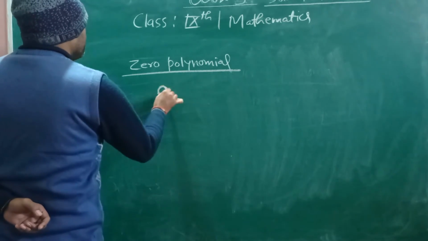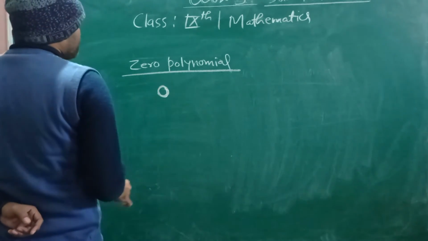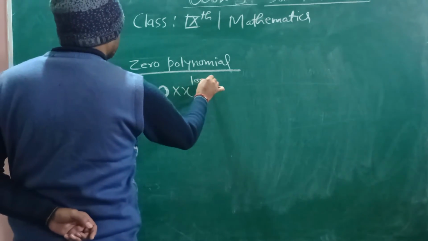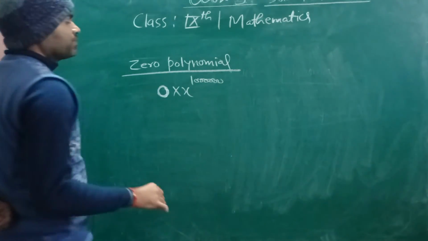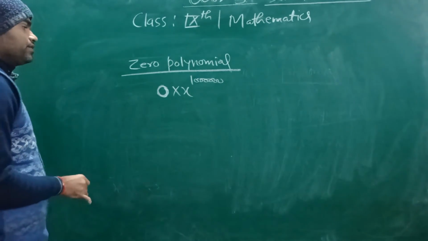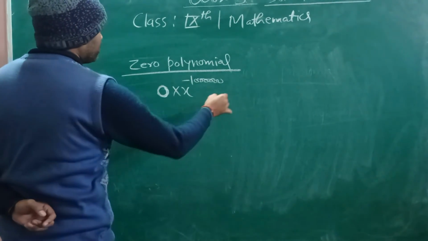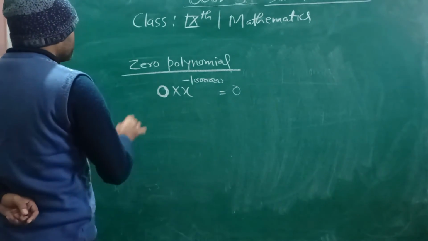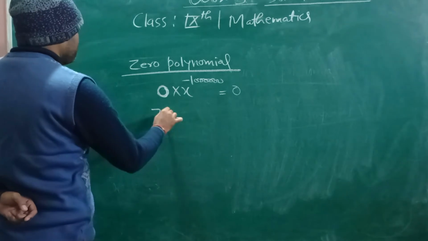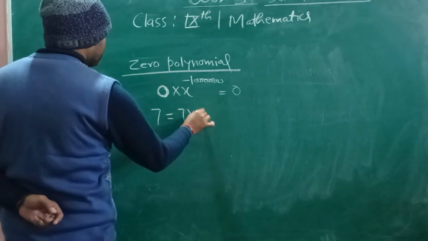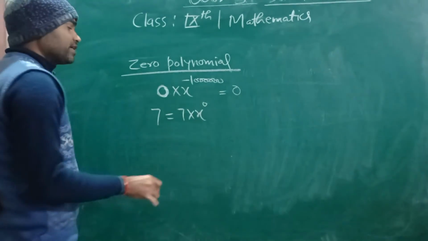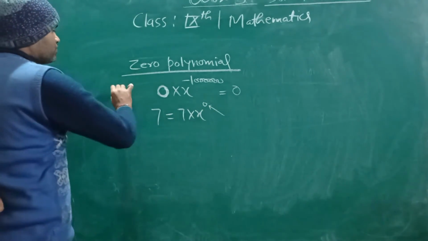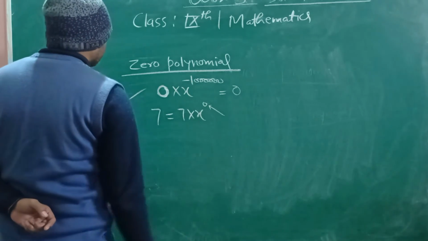And in case of zero we can write x to the power 100, x to the power 1000, 1 lakh, 1 million, anything. X to the power minus 1 lakh, it is also equal to 0. So in case of constant polynomial, we say that 7 can be written as 7 into x to the power 0, hence the degree of constant polynomial is 0. But in case of zero polynomial, you cannot say it.